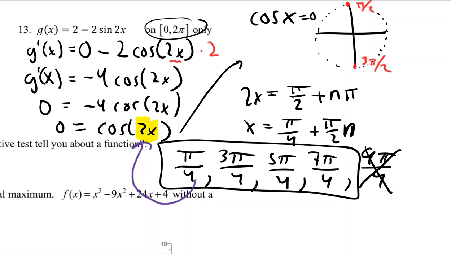And, of course, you can check that part. This is supposed to be a solution to this equation. So if I took 2 times pi over 4, that would be pi over 2, and the cosine of pi over 2 is 0. Or I could plug this one in. 2 times 3 pi over 4 would be 3 pi over 2. The cosine at 3 pi over 2 is 0. Plug in 5 pi over 4, multiply it by 2. Cosine of 5 pi over 2 would also be 0. So you can plug them all in to check.